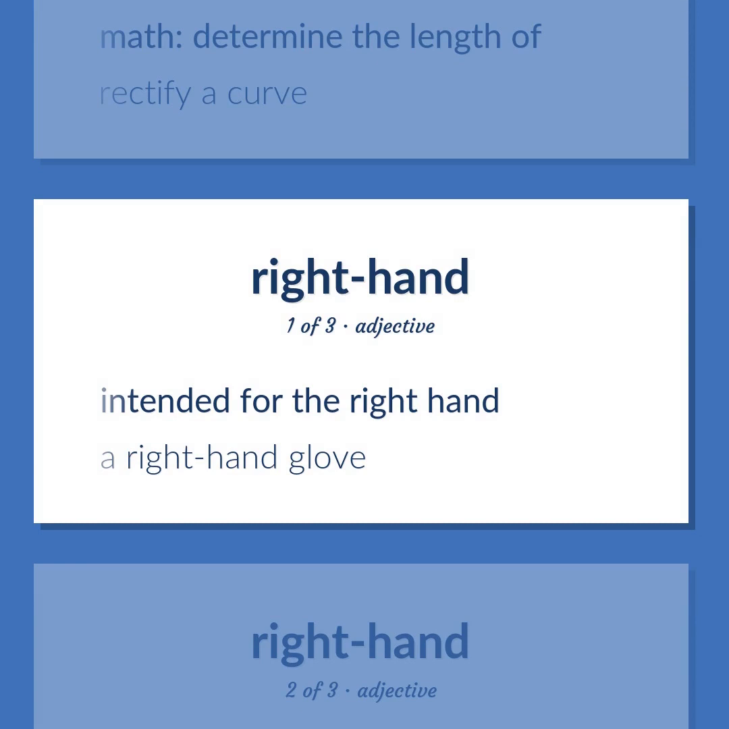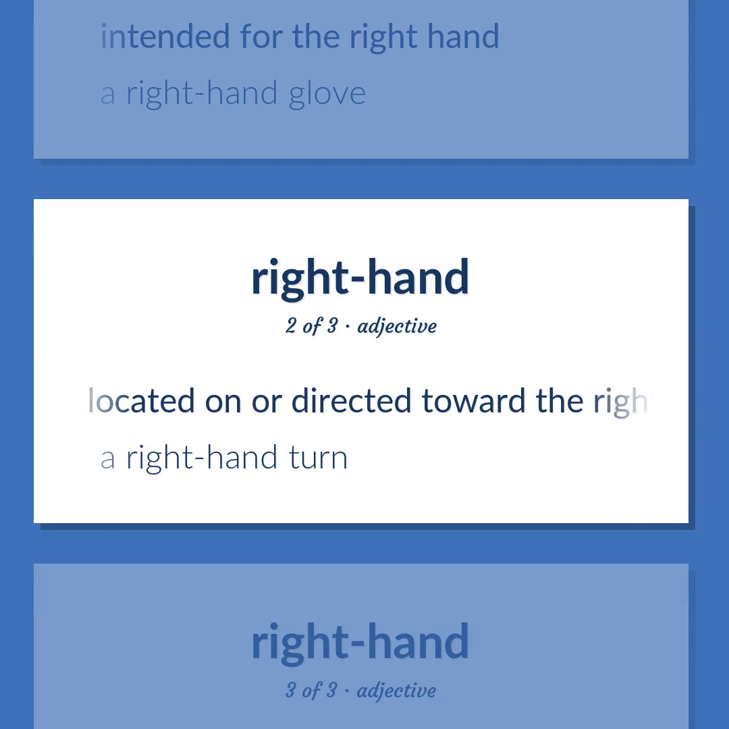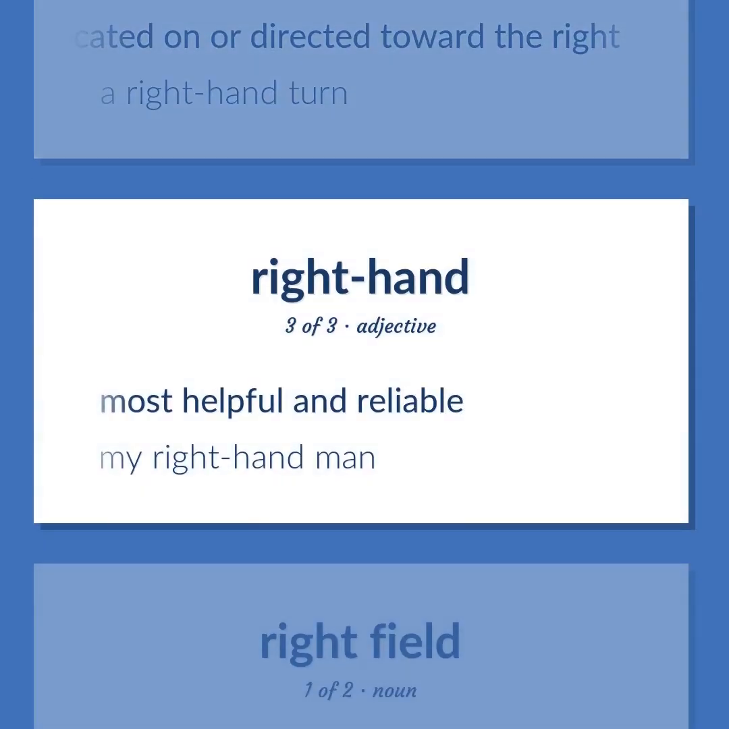Intended for the right hand. A right-hand glove. Located on or directed toward the right. A right-hand turn. Most helpful and reliable. My right-hand man.